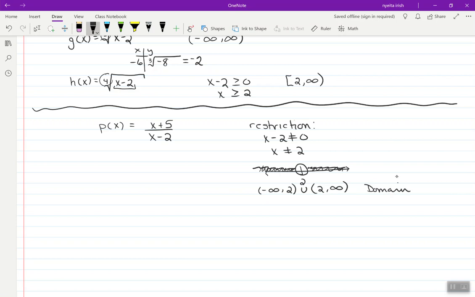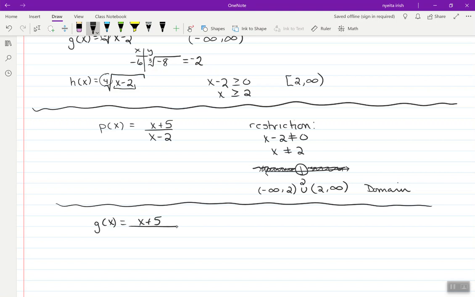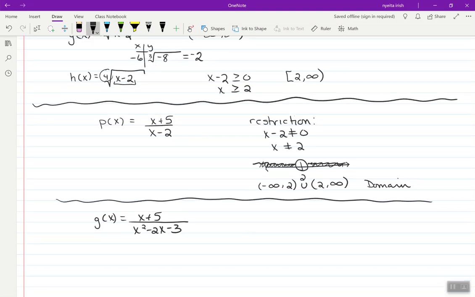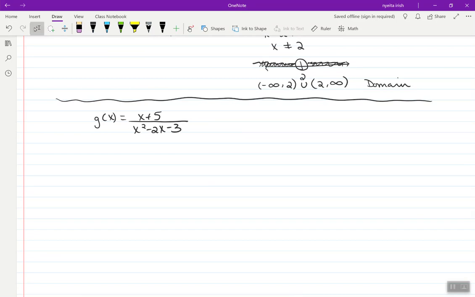If your rational function is a little bit bigger, so let's say it's g of x equals x plus 5 over x squared minus 2x minus 3. I still have no radical here, so I don't have to worry about the greater than or equal to 0 or anything like that. But I do have a denominator, and I know that denominator cannot be 0.